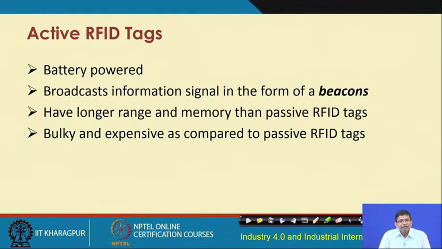In active RFID tags, on the contrary, we have separate battery units, power units that can power these tags. So, these active tags would broadcast the information signal in the form of beacons, and they have longer range and memory than the passive RFID tags that I discussed previously. These active RFID tags, compared to the passive ones, are much more expensive, much more bulky, and are not as portable as the passive RFID tags.